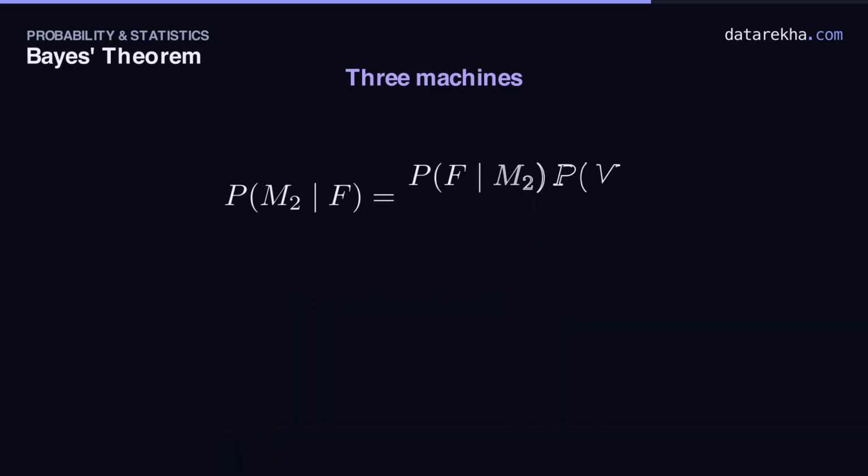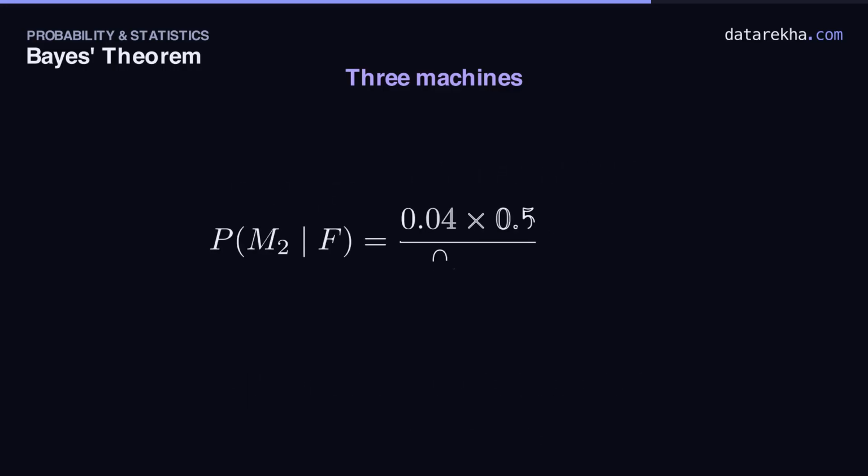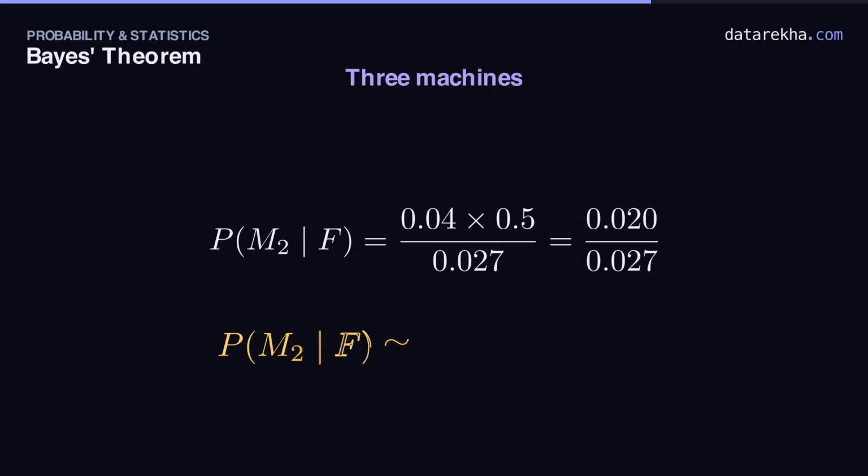Same recipe, Bayes on top. But the denominator now sums over all 3 machines. Build the denominator first. Defect rate times share for each machine. 0.003 plus 0.02 plus 0.004. They add to 0.027. Now the top, machine 2's contribution, 0.02, over the total, 0.027, and the answer is about 74%. Machine 2 makes both the largest share and the most defects, so it's the odds-on culprit.